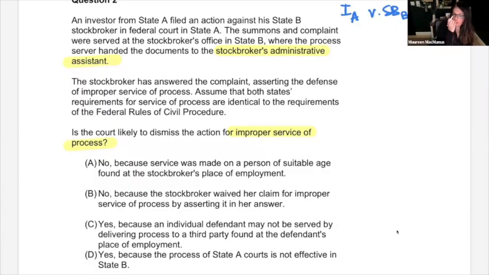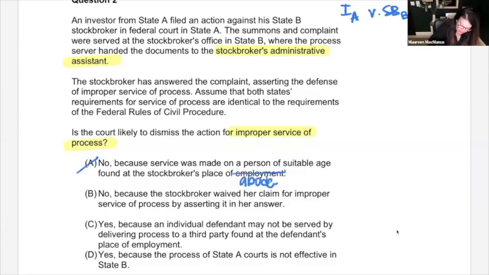A, no, because service was made on a person of suitable age found at the stockbroker's place of employment. So if anybody picked this answer, this is again just like reading it a little bit too quickly and not knowing the rule precisely. So this is a really good way to see an incorrect answer, a misstatement of the law, and reinforce what the correct rule is. So the language looks good here, but the rule isn't that you can make service on a person of suitable age found at the stockbroker's place of employment. It has to be the stockbroker's place of abode or their home.